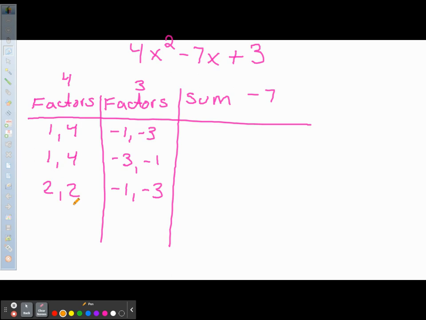Because 2x minus 1 times 2x minus 3 is the exact same thing as 2x minus 3 times 2x minus 1. Alright, so how this would be written out, this would be x minus 1 times 4x minus 3. This one would be x minus 3 times 4x minus 1. And then this one would be 2x minus 1 times 2x minus 3.